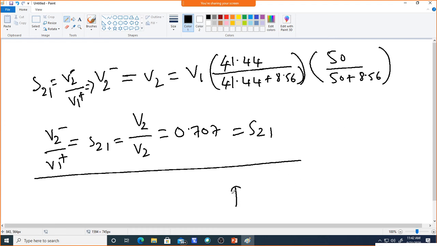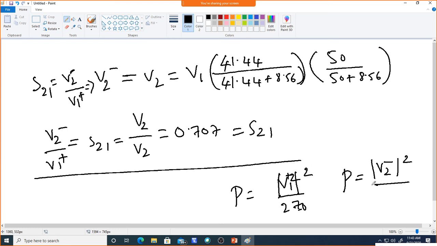So the input power you can define as V1 squared by 2Z0. This is the power from port 1. If you want to calculate from port 2, the output power, it is in terms of the incident voltage, that is V1 plus squared, and at the output port, the reflected voltage, that is V2 minus squared. Generally you take magnitude values, because for the power calculation we are not considering the phase values. Okay, so V2 squared by 2Z0.